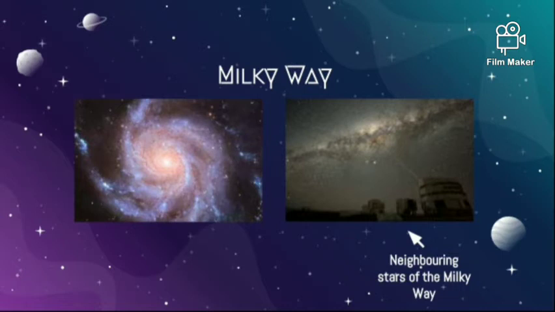On the clearest night you can see a line of stars. They are the neighboring stars of the Milky Way. That's why it is called the Milky Way, because from Earth it looks like a milk road.